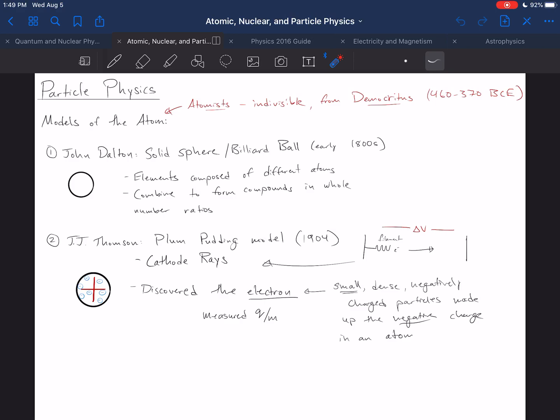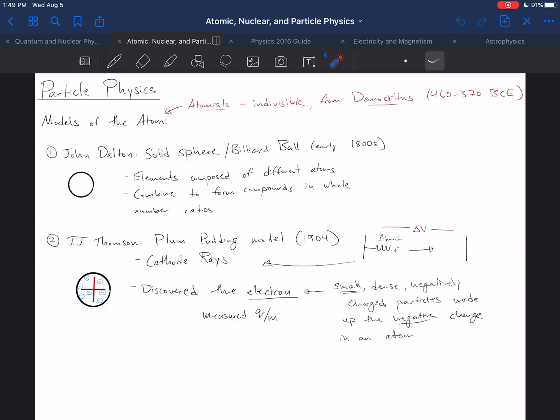And so his model of the atom, the model that came to be known as the plum pudding model, was an evenly distributed positive charge throughout the atom, with the idea that the electrons form little plums or little raisins in a packet of dough, in tiny packets, which we eventually came to call electrons.